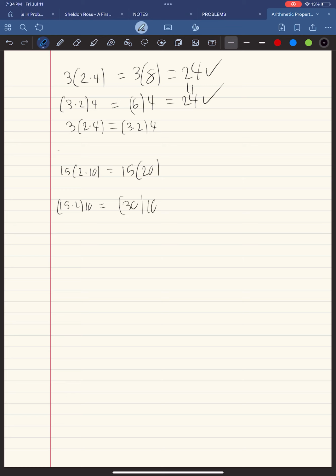And that's in parentheses times 10. And then 30 times 10, that's easy to do. That's 300. 15 times 20, that is also 300. I'm not gonna lie, I had to pull up a calculator for that. And would you look at that? They equal each other. Therefore, we can say that 15 times 2 times 10 is equal to 15 times 2 times 10, with the parentheses moved. Hooray, big happy smiley face. And yeah, that's the associative property.